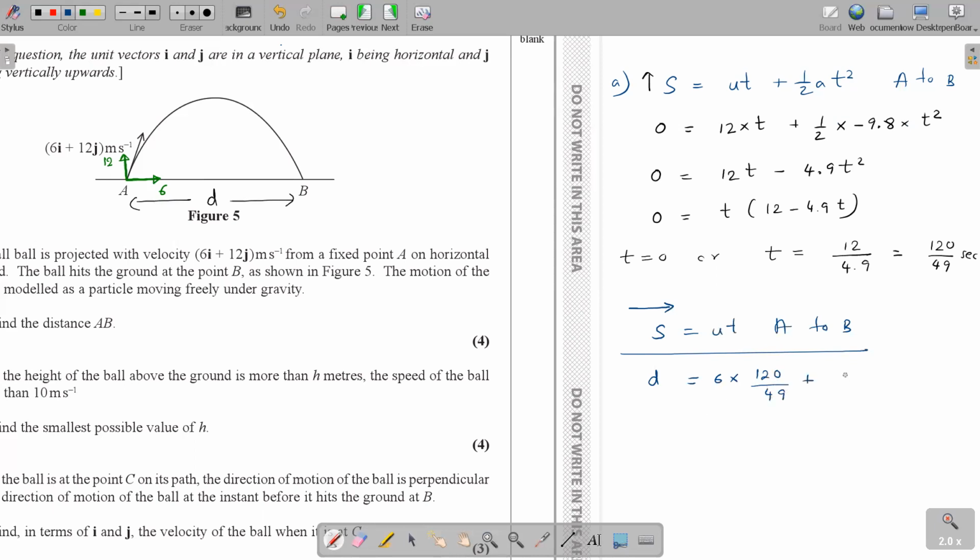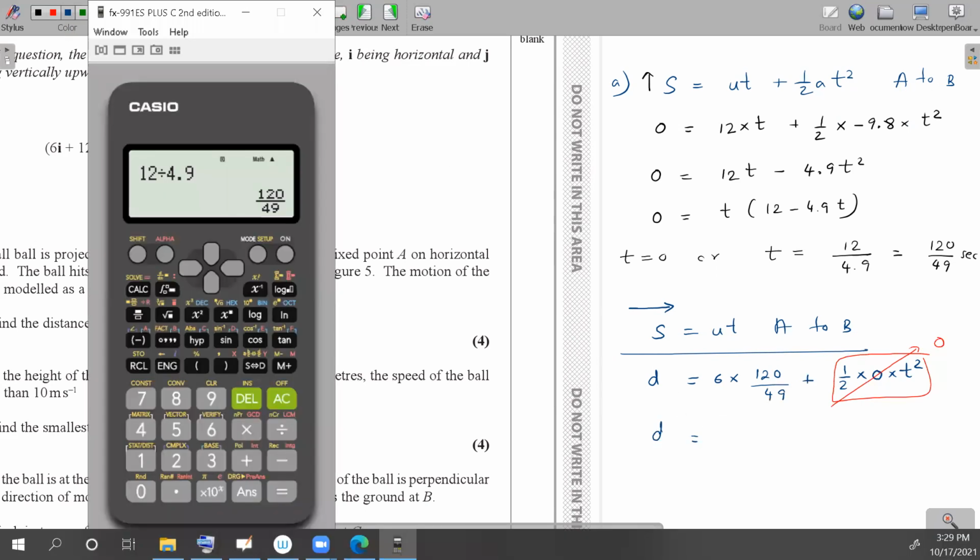So plus half at squared. Obviously you all have to know this, s equals ut plus half at squared. What is the acceleration in the horizontal direction? Now you know the object is moving freely under gravity, so acceleration is acting vertically downwards. There is no horizontal acceleration, so this entire part is going to be 0. Okay, so then basically your distance is 6 times 120 over 49, which gives us how much?